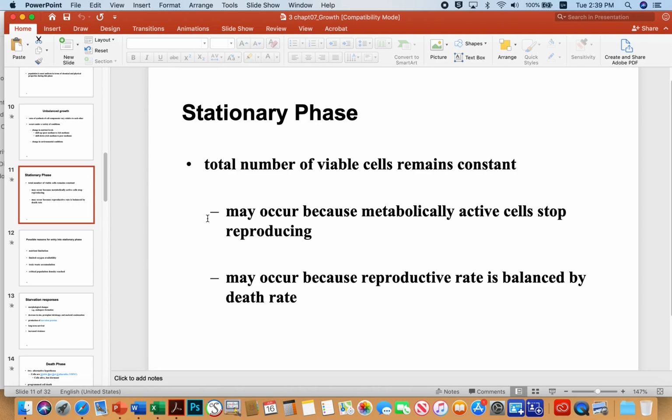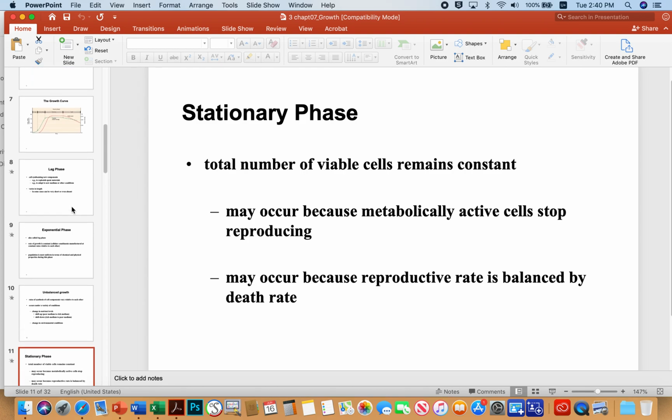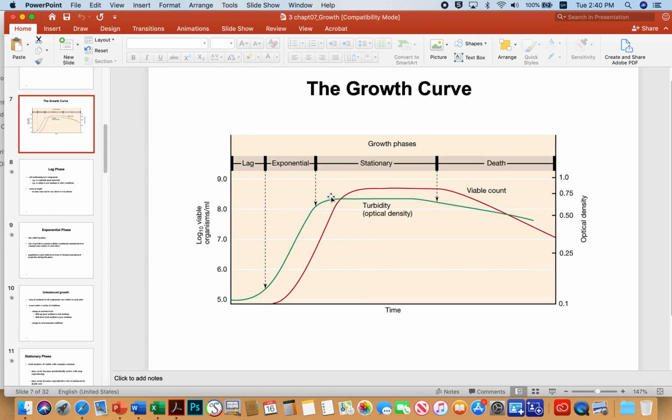Stationary phase is where the total number of viable cells remains kind of constant, and typically it's because metabolically active cells stop reproducing. And in this particular case, it's a normal population dynamic. And so again, we're looking at this phase right here where things look pretty consistent. And usually what happens is the cells sort of run out of nutrients. And it's typical of most populations. When they run out of nutrients, they stop reproducing.